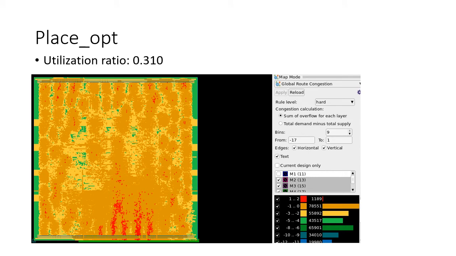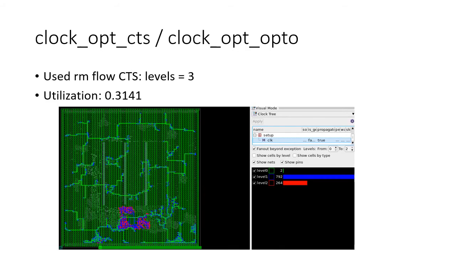So the placement after the place opt stage, the utilization increased to 0.31, and the GRC overflows are around 1200. With the full GRCs, it's huge, but I couldn't reduce it further. And a good thing is I could get clean DRCs after route opt. So the clock opt CTS, I have used the normal RM flow which generated the clock tree up to level 3, and this is how it looks.